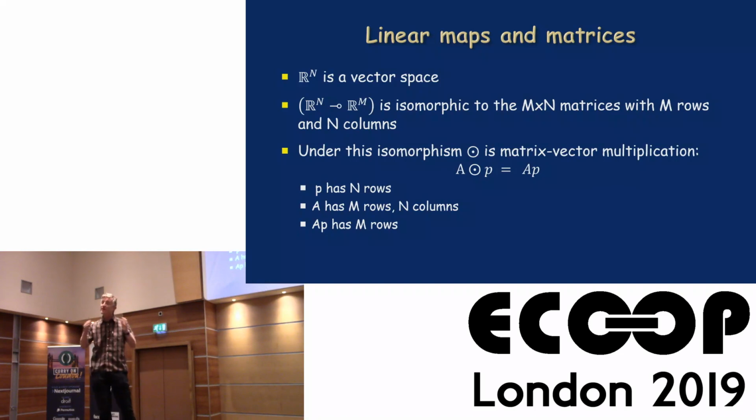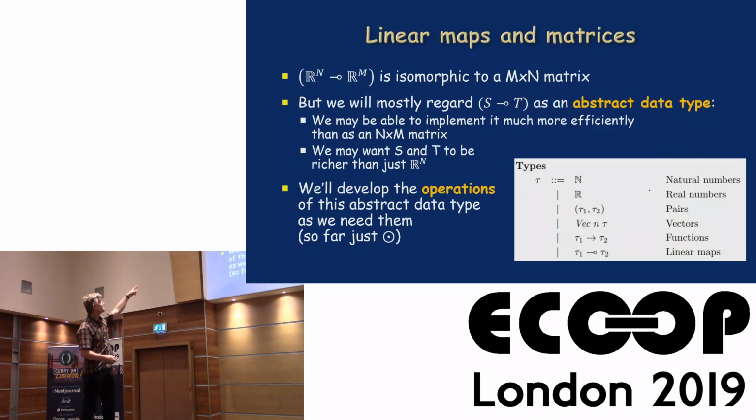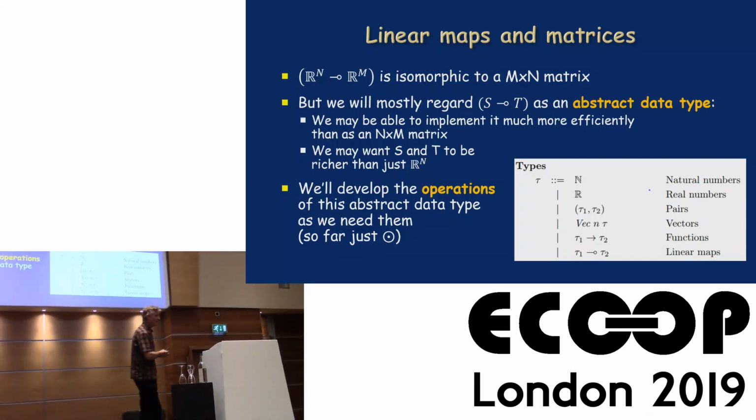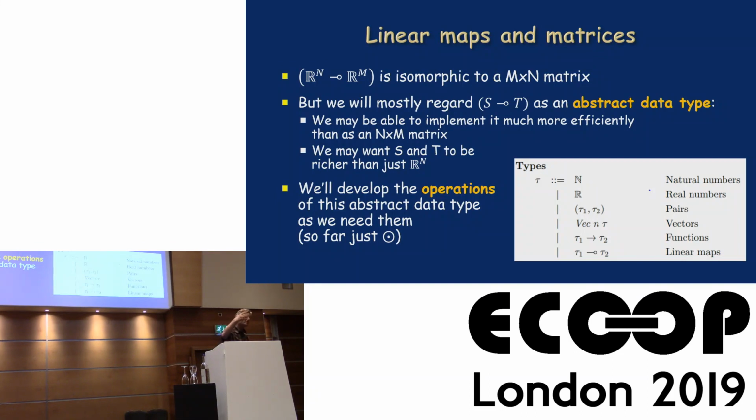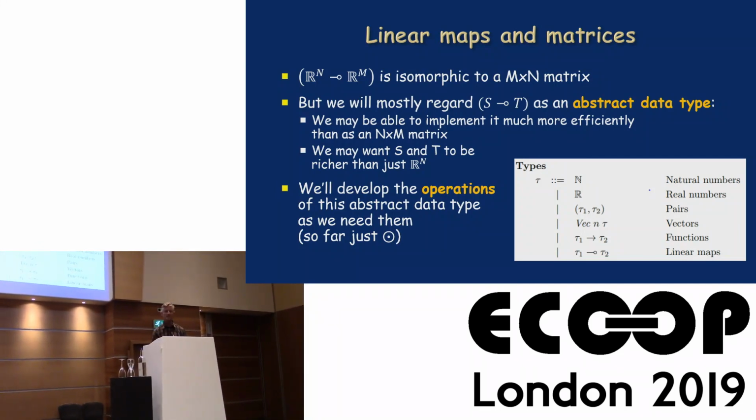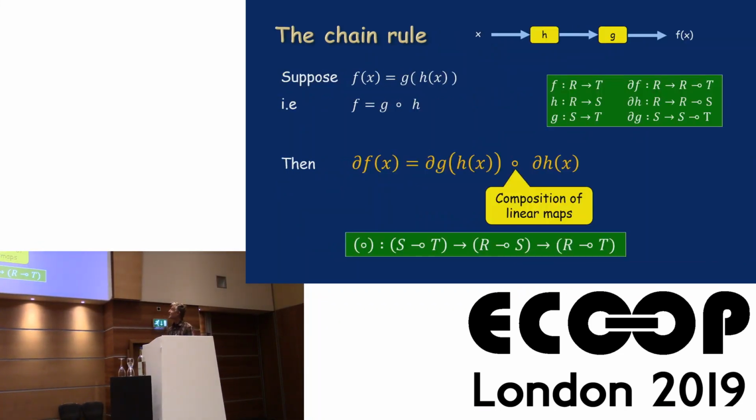I think the thing that Conal showed me is that if you look at most of the AD literature, it's very imbued with matrices and vectors. And what Conal showed me is we shouldn't think of that. We should think of linear maps in this more abstract way, with vectors and matrices as a sort of particular instantiation. That's very insightful, I think. Now, why do we not want to just think of them as vectors and matrices? One reason, apart from just being a bit more abstract, is that it allows us to have S and T that are richer than just R to the n. We can have richer input and output types if we're not fixated on matrices.